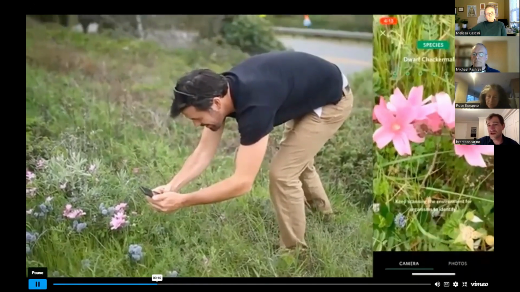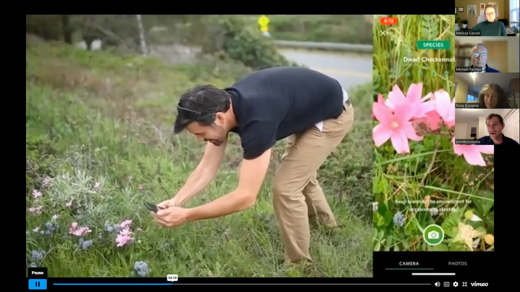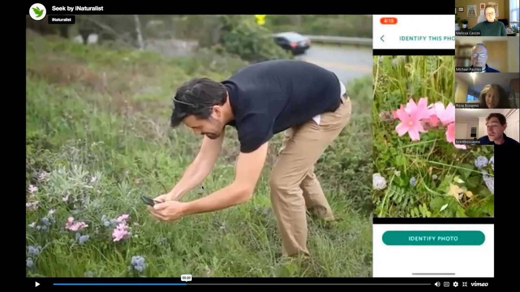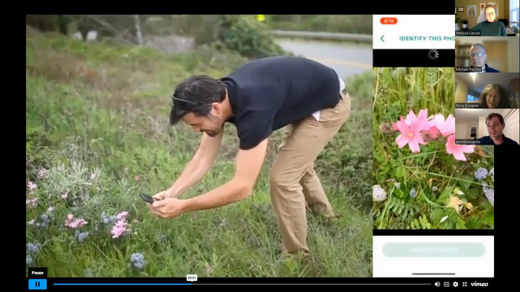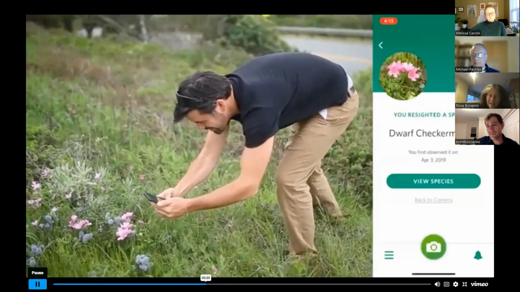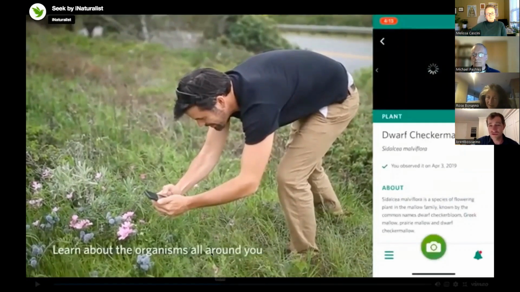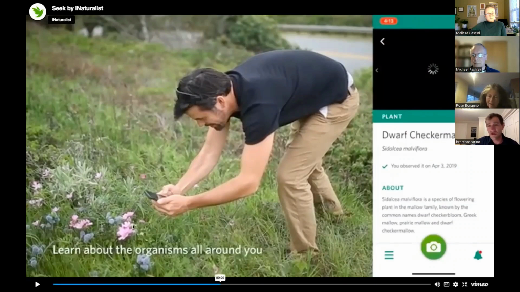There's another plant, dwarf checker mallow. The beauty of using Seek is you don't even need to take a picture of it, but if you want to learn more about what you're looking at, you can take a picture. You can scroll down, and I don't know if you saw it for a split second there. The Zoom thing is sort of in my way, but it did say it will tell you if it's native or invasive as well, and what it is that you're dealing with. It'll tell you a little bit about what that species is.